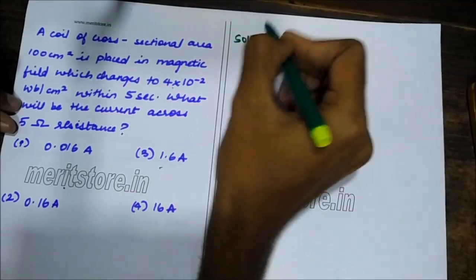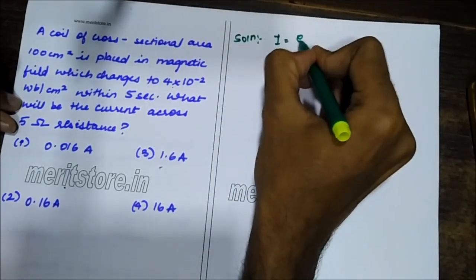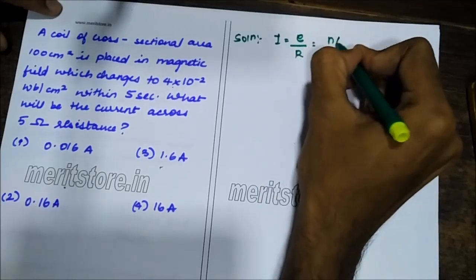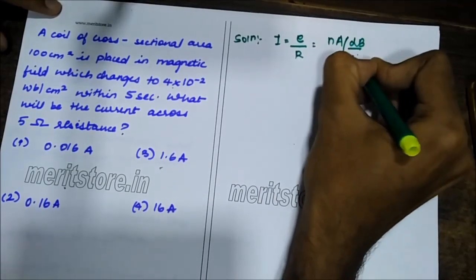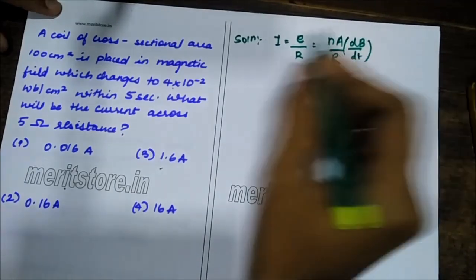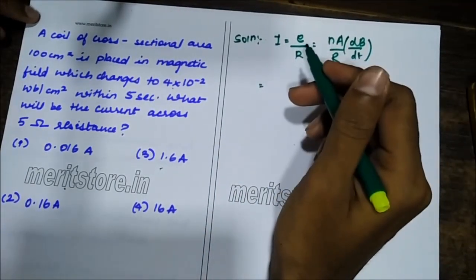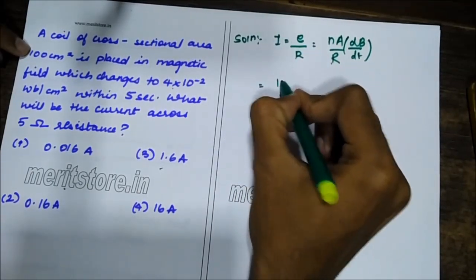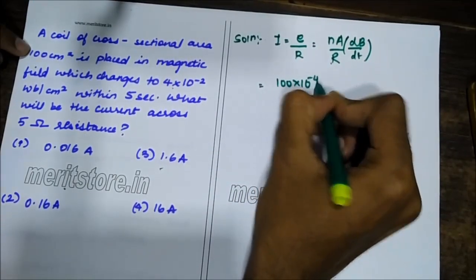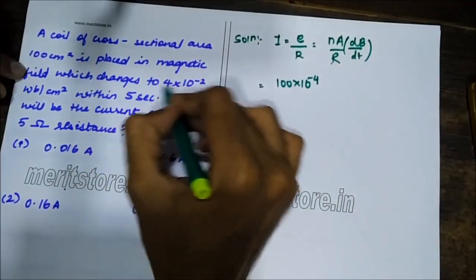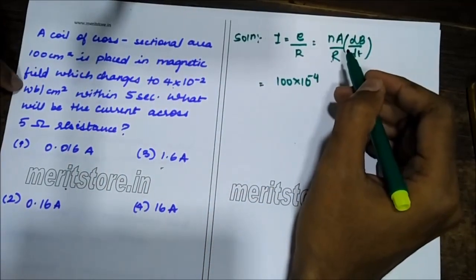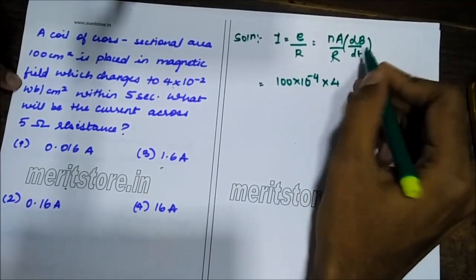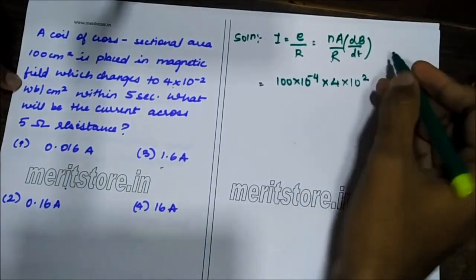So here we need to find the current, for which the formula is E upon R, which equals NA upon R times the change in the magnetic field upon time. Where N is the number of turns of the coil, here we are taking it as 1. A is the area of cross section, that is 100 centimeter square, so that becomes 100 into 10 raised to minus 4. The magnetic field changes to 4 into 10 raised to minus 2 Weber per centimeter square. We are taking entirely SI units, so that becomes 4 into 10 raised to 2.